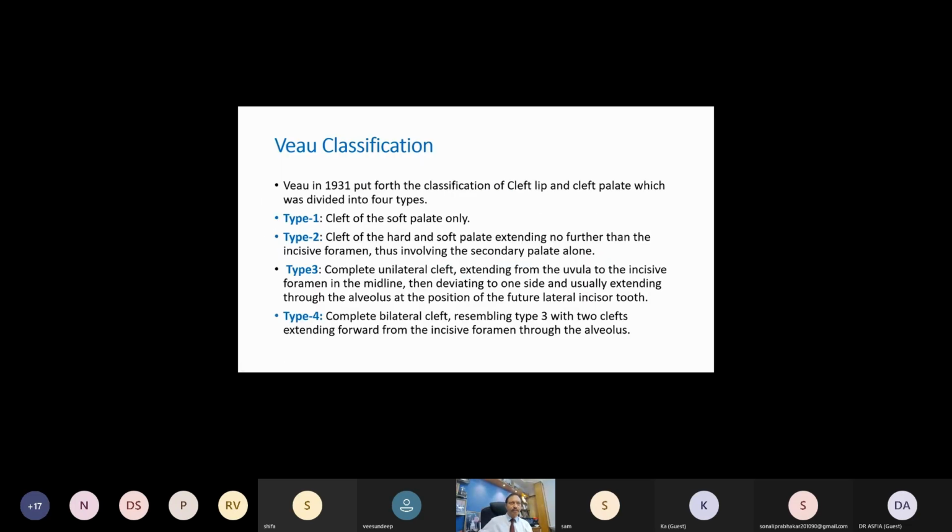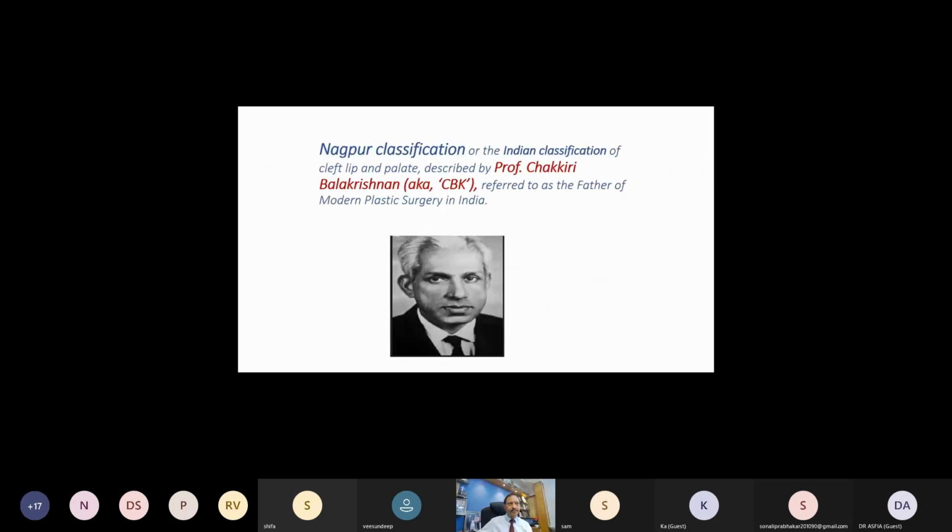Now then there was a view classification. And then our own Indian Nagpur classification of cleft lip and palate, which was described by Professor C. Balakrishnan.